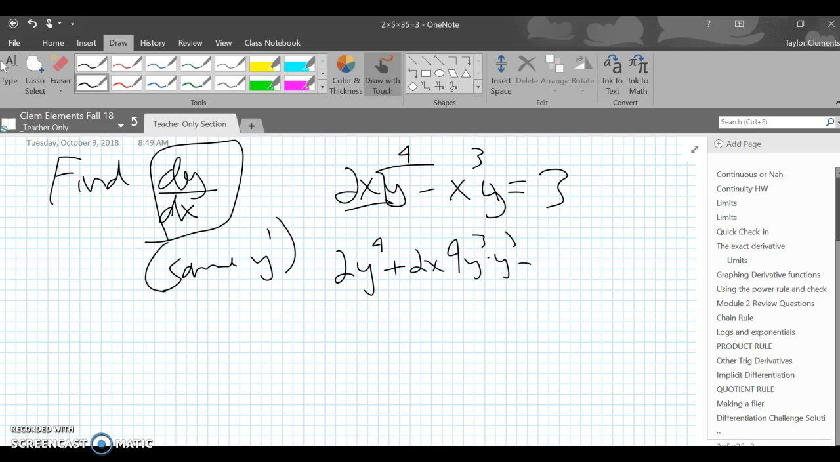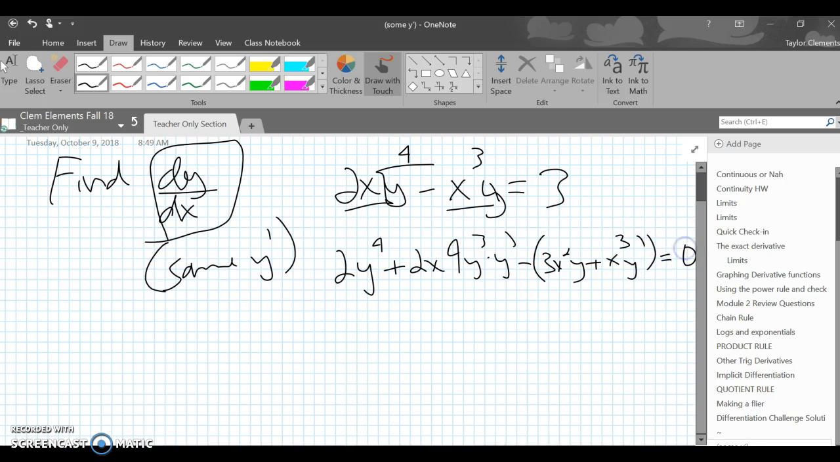Okay, minus, and this is a little tricky here because you're going to have to use product rule again, but you're subtracting all of that. So I'm going to put a minus parentheses there. So that would be derivative of x cubed is 3x squared times y plus x cubed. Derivative of y is just y prime. Like that equals derivative of 3 is 0.